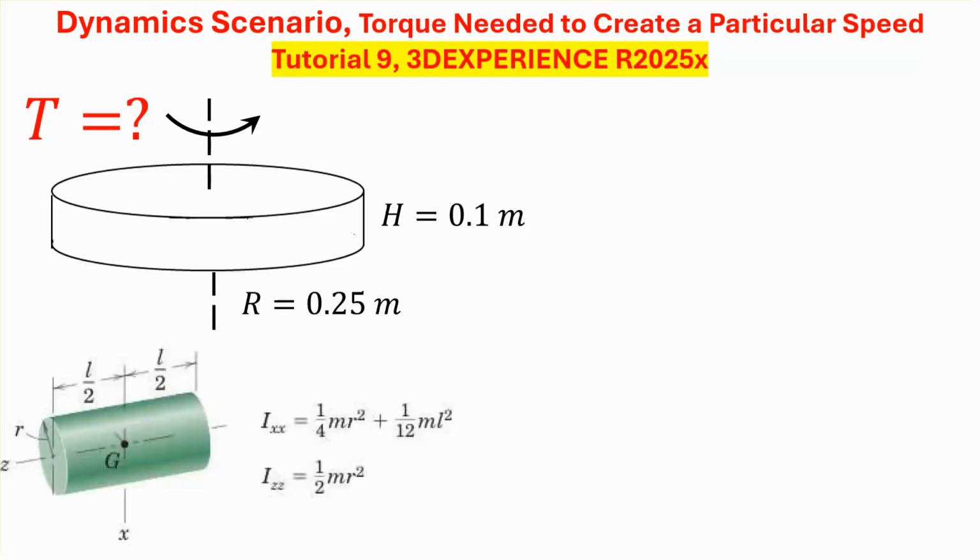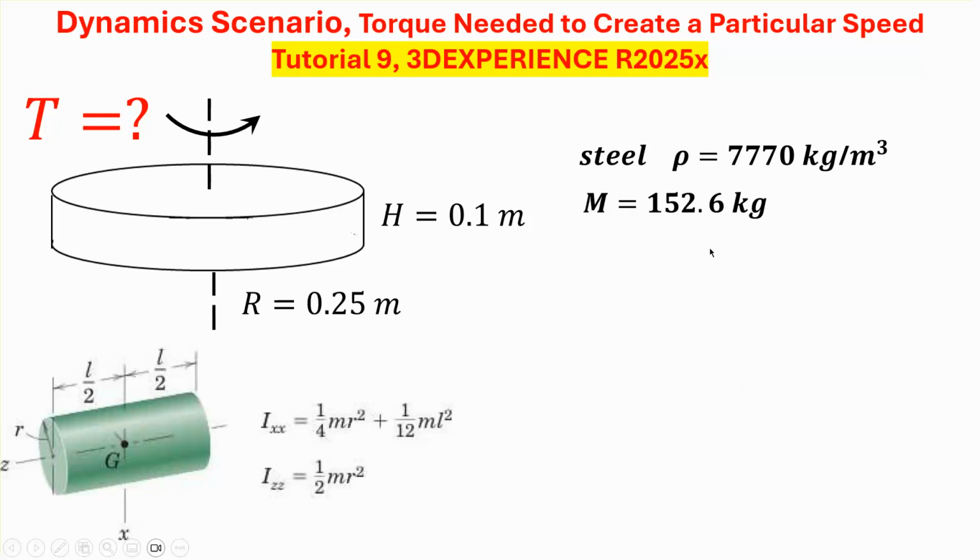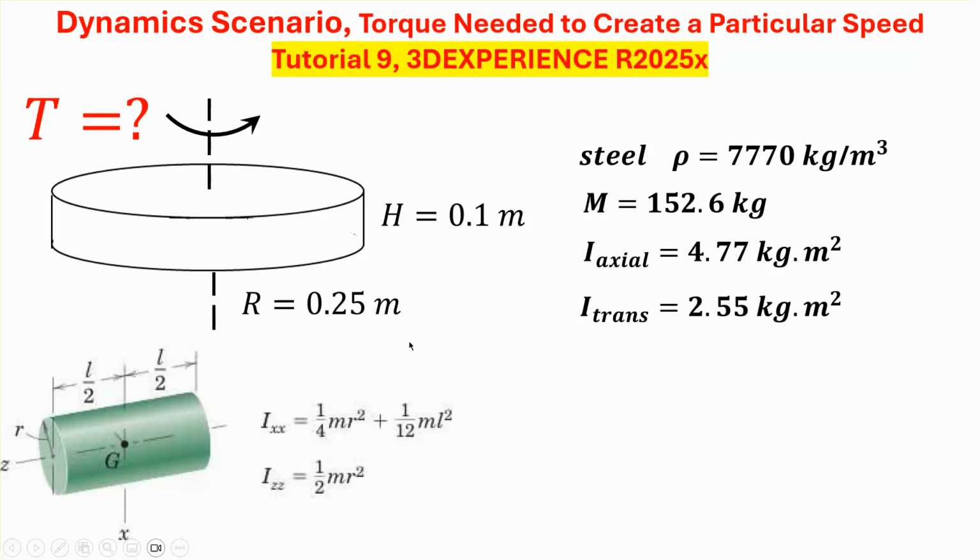And let's see now, what is it that we did in tutorial 8? It's the same geometry, same dimension. What we don't know is the torque needed to turn this disk by a given angular acceleration, as you'll see in a minute. Steel is used for material properties, and the mass of that disk is 152.6 kilograms. Based on elementary formulas that you can find in any dynamics books, I axial and I transverse are given by these two numbers. And we're going to do a 10-second simulation.